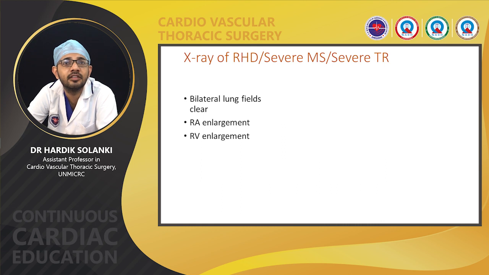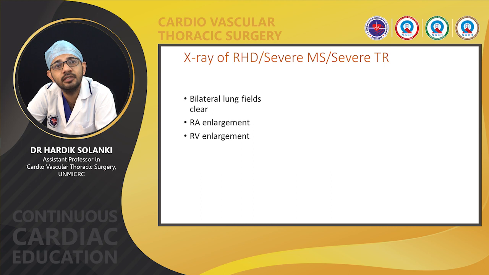X-ray of tricuspid valve disease: the bilateral lung fields are clear. RA enlargement and RV enlargement are associated with it.